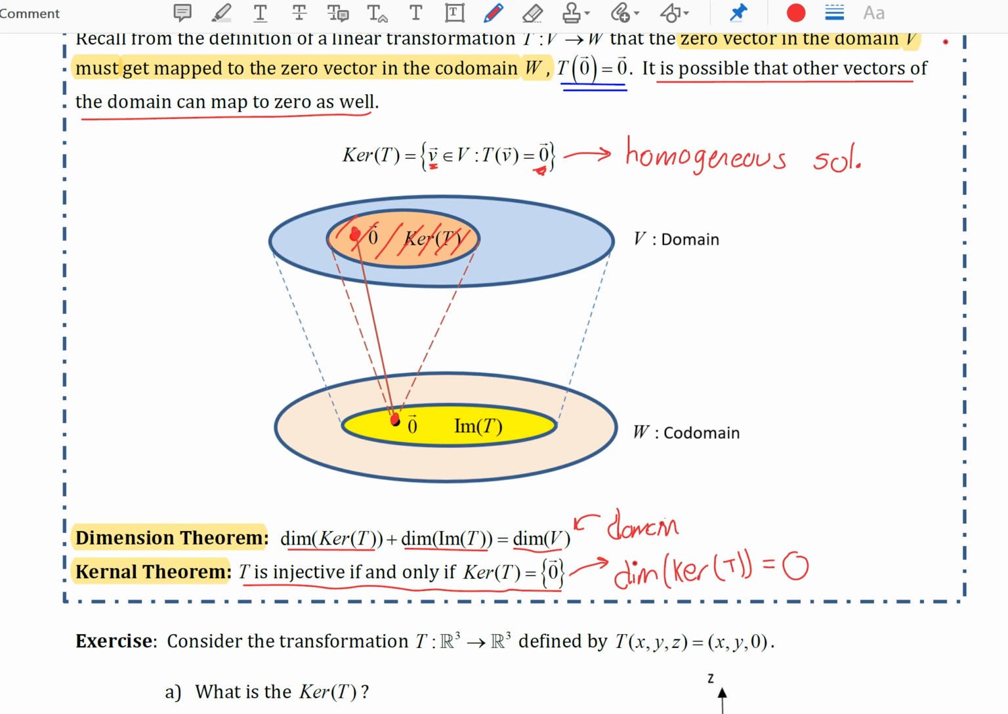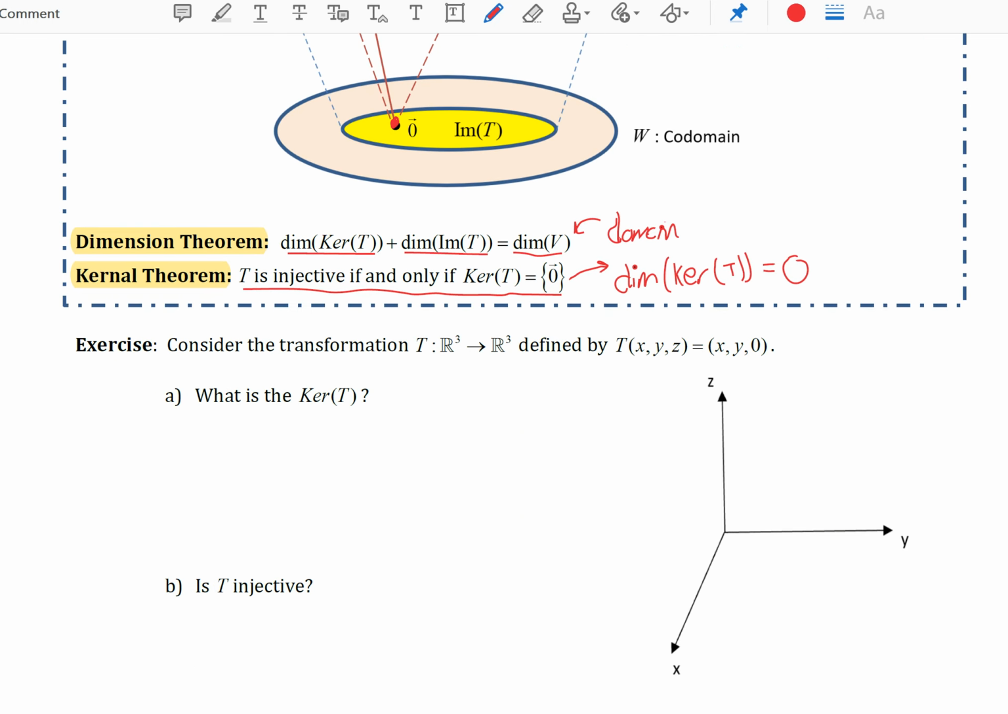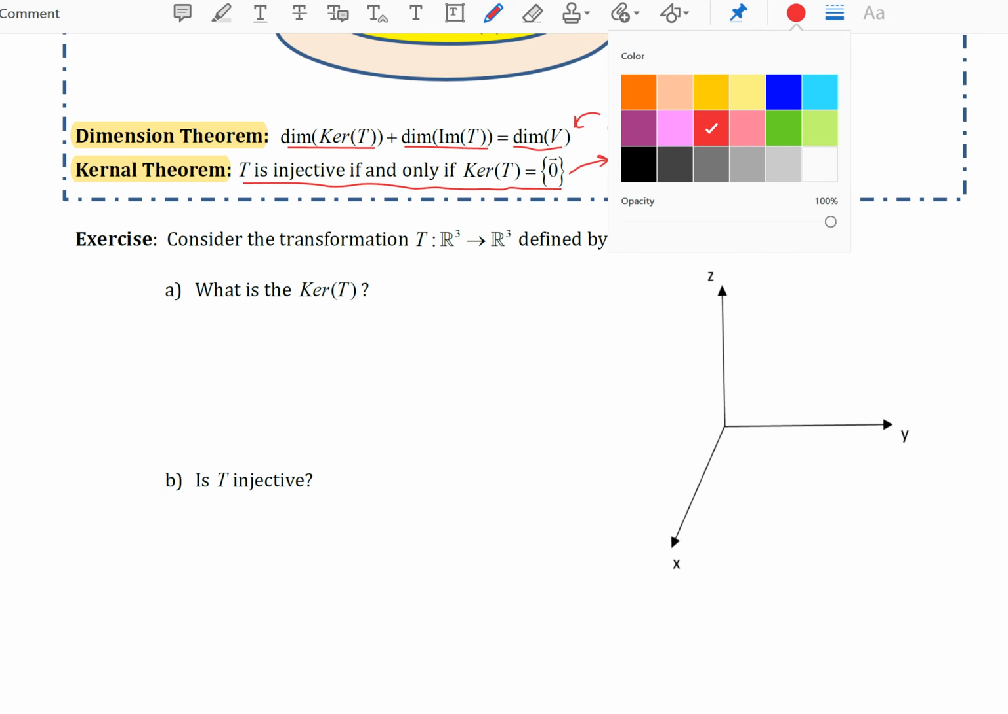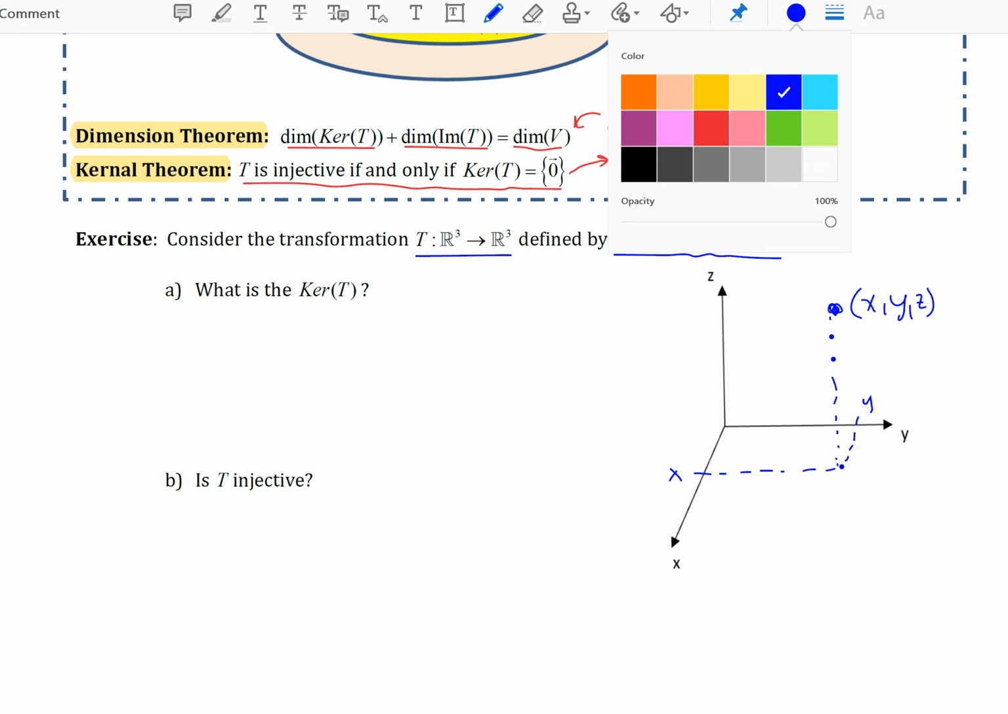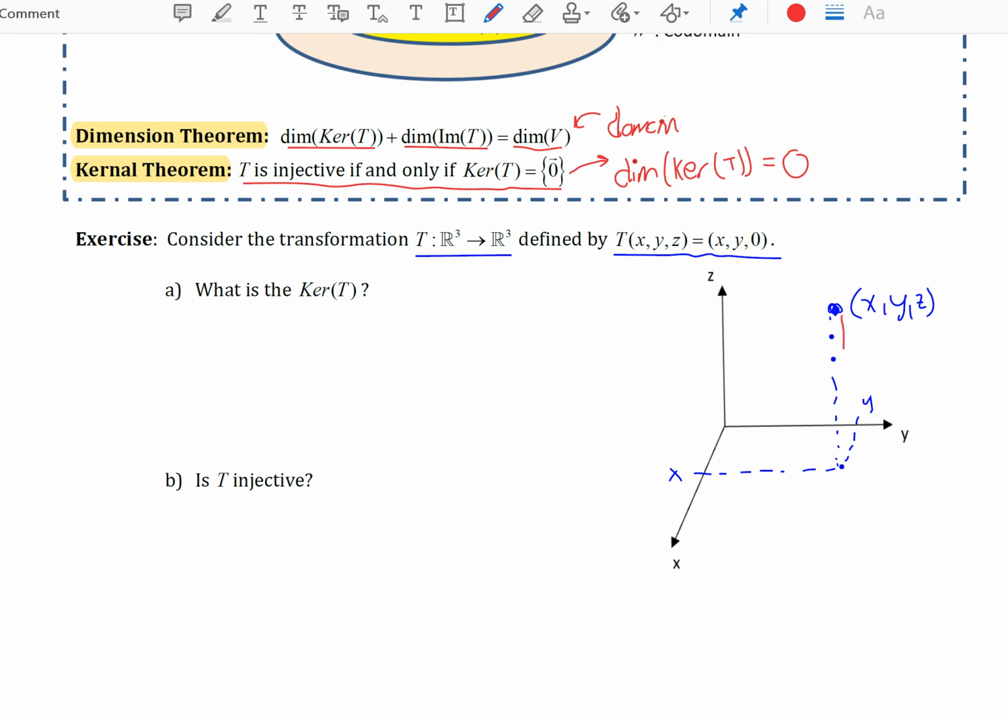Okay, let's look at some examples. Consider our familiar transformation T mapping R3 onto R3, defined by T of (x, y, z) is equal to (x, y, 0). So recall, this is the transformation that takes an ordered triple in R3 and projects it down into the xy plane.